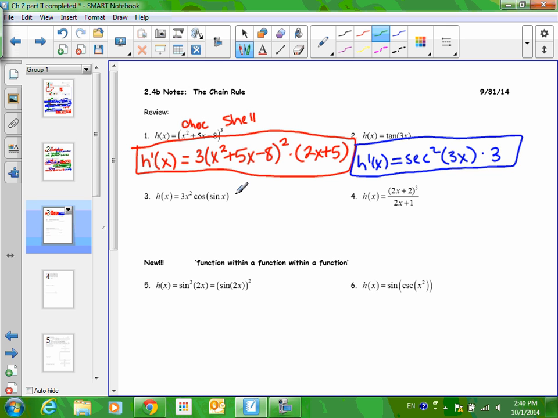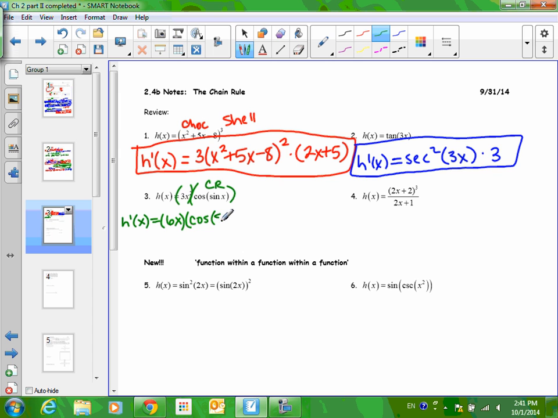All right, looking at number 3, first of all, we got to kind of break this down. The 3x squared, I'm going to put that in a little set of parentheses. Is this saying cosine times sine? No. Cosine of sine. So this is also 1, although I'm going to have to use chain rule to do that when I get to that derivative. So for this, h prime of x, first thing is derivative of 3x squared. That's 6x. Then just write the second.